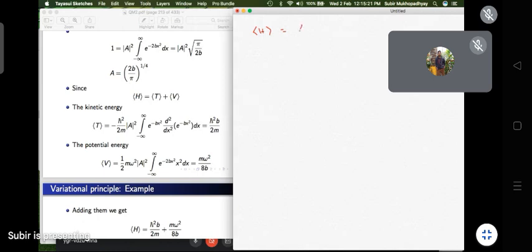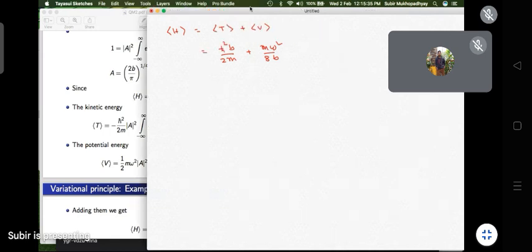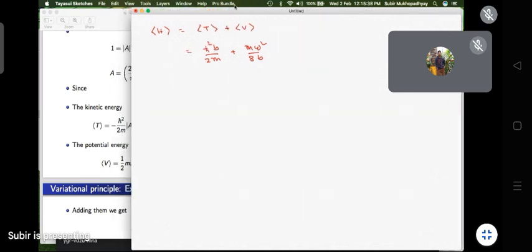that is T plus V, that is h bar square b by 2m plus m omega square by 8b. b is a parameter. The trial wave function that we have chosen is not a solution of some time independent Schrodinger equation or anything. We don't know whether it has any relation to that. We wrote it down out of our sleeve. There is no principle, no justification, no argument. It's completely arbitrary.